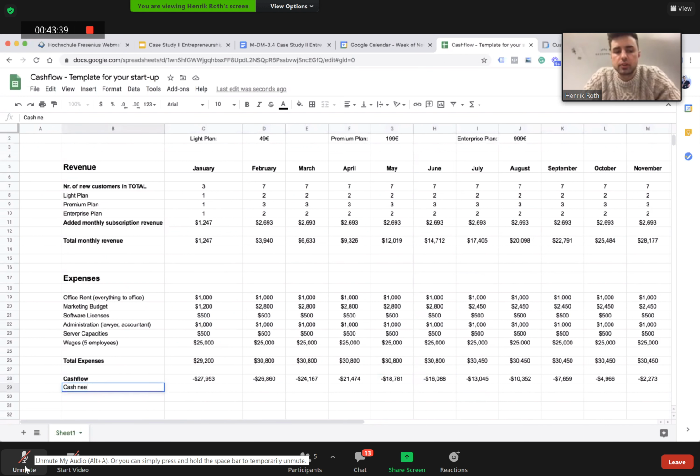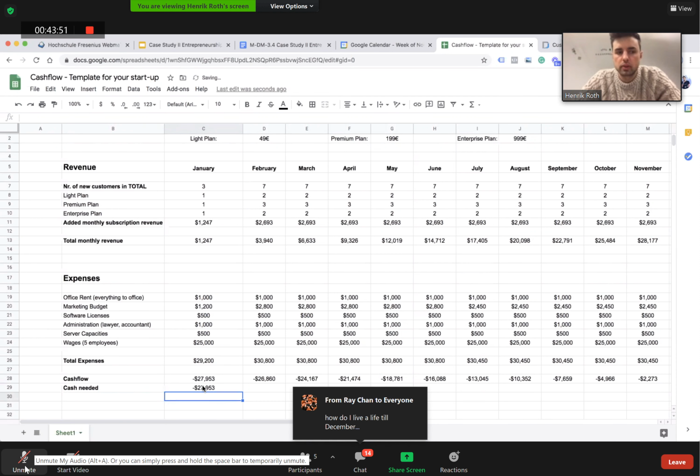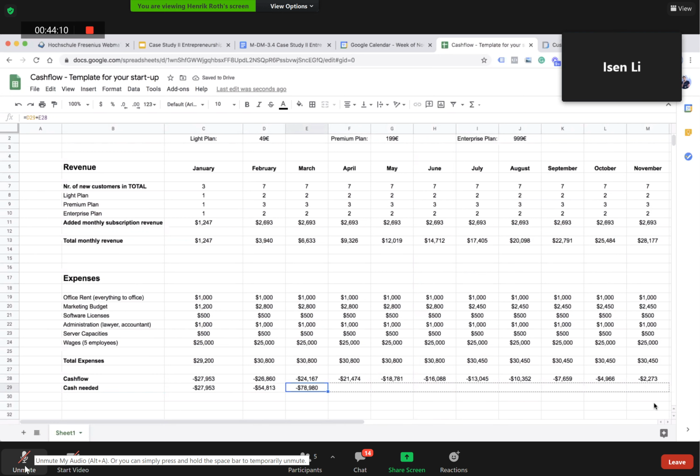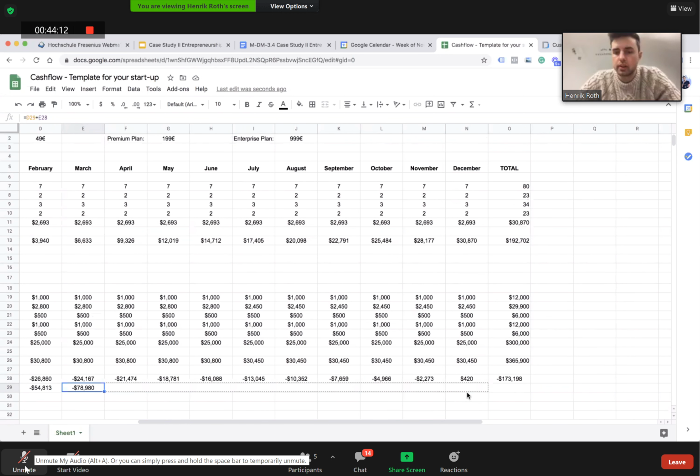I make here cash needed. And I just do, in the first month, you are minus 28,000. And then in February, your bank account looks like minus 54. In March, your bank account looks like minus 78, and so on and so on. So I just move that until here.